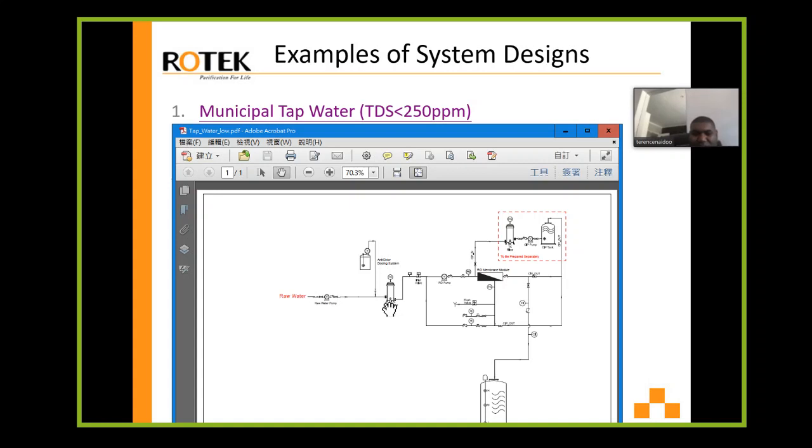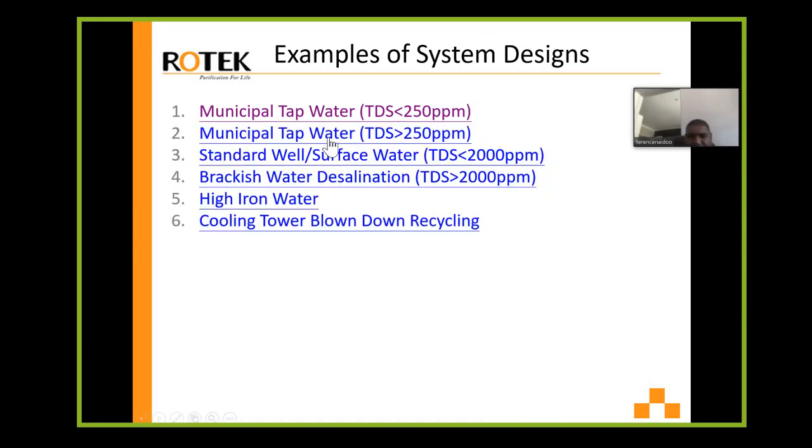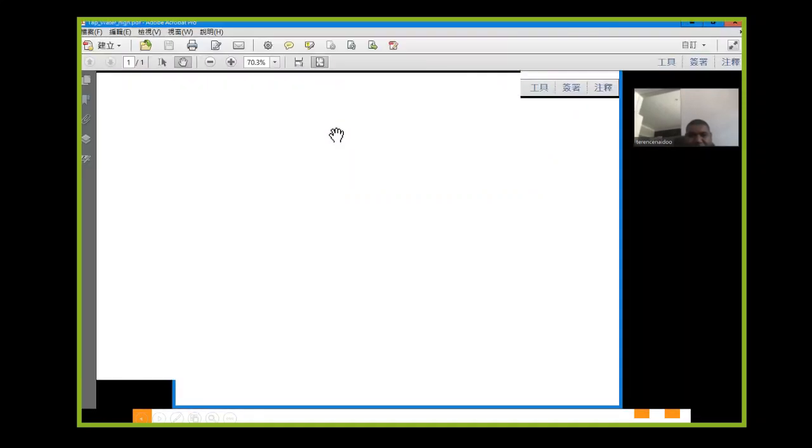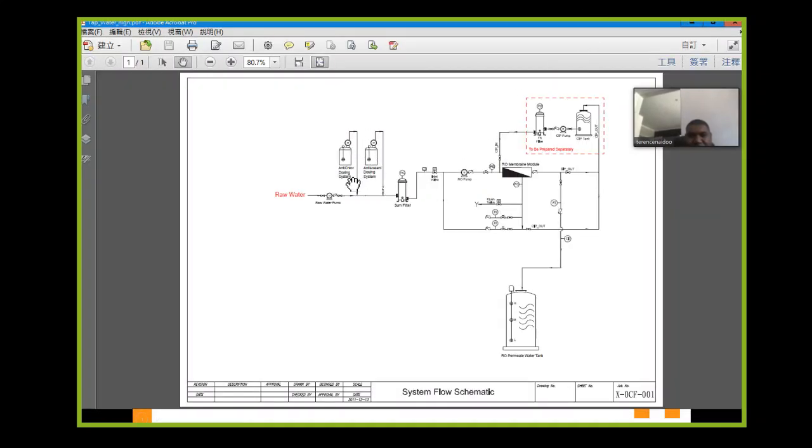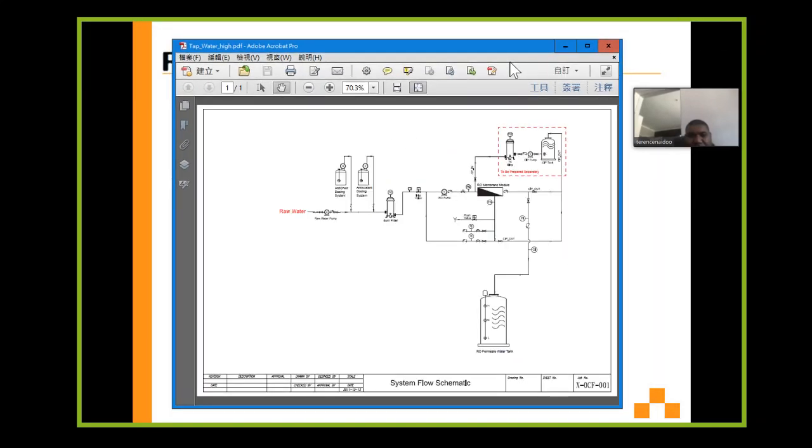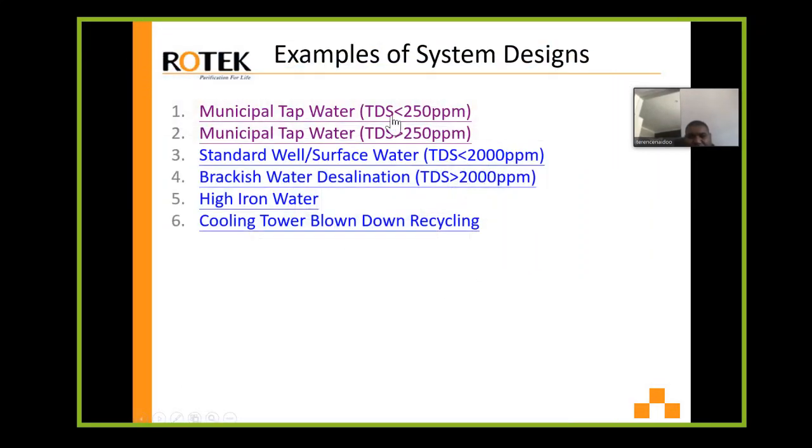And do you know the filtration efficiency of a sand filter? Very bad. So what's the point of using a sand filter? For municipal water, you don't need the sand filter. That's right. So this is for municipal water, for TDS below 250, and you only have these two dosing systems. That's it.